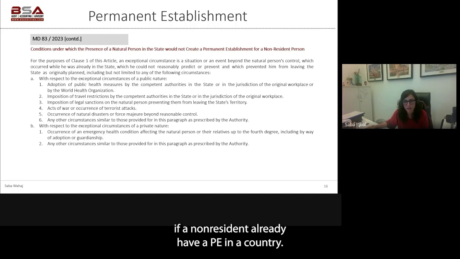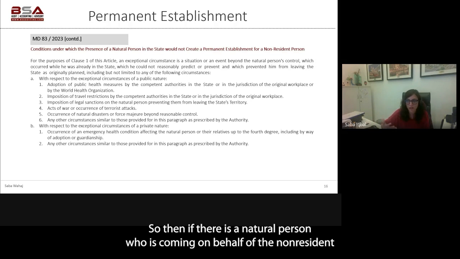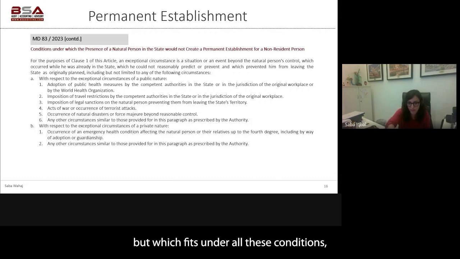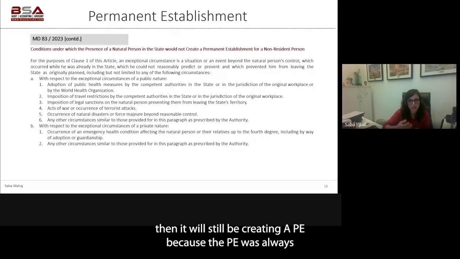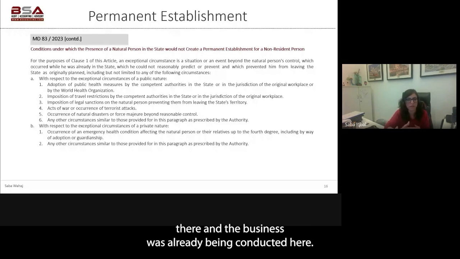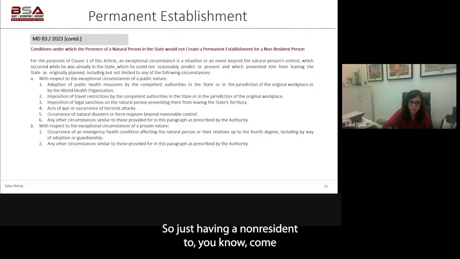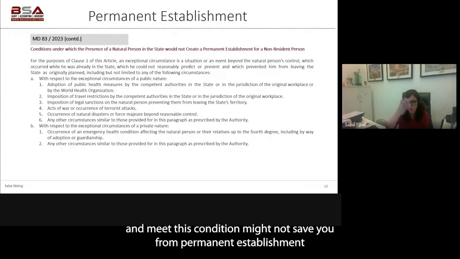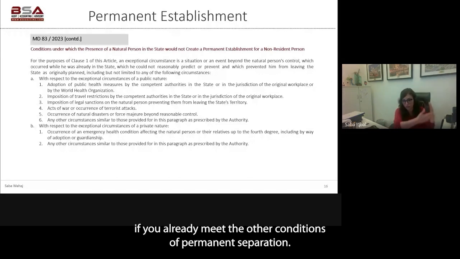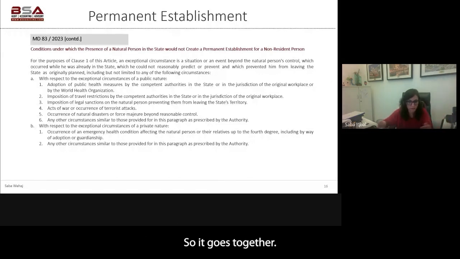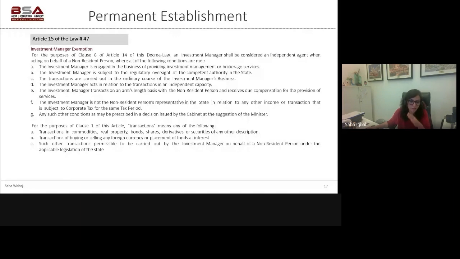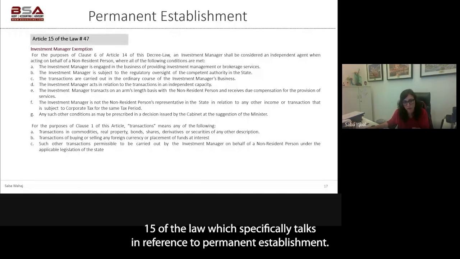For example, if a non-resident already has a PE in a country, and then a natural person comes on behalf of the non-resident, fitting all these conditions, it will still be creating a PE, because the PE was always there and the business was already being conducted here. So just having a non-resident come and meet this condition might not save you from a permanent establishment if you already meet the other conditions of a permanent establishment. So it goes together.